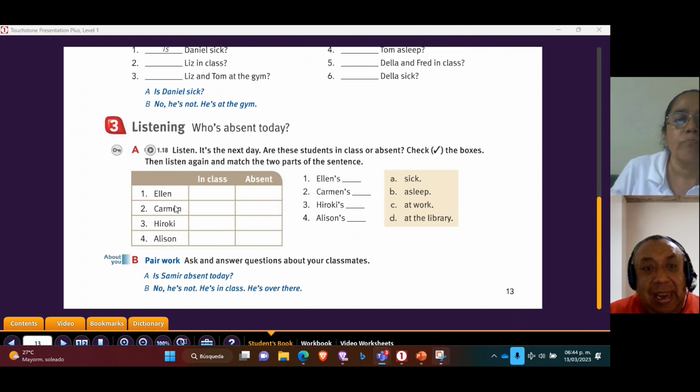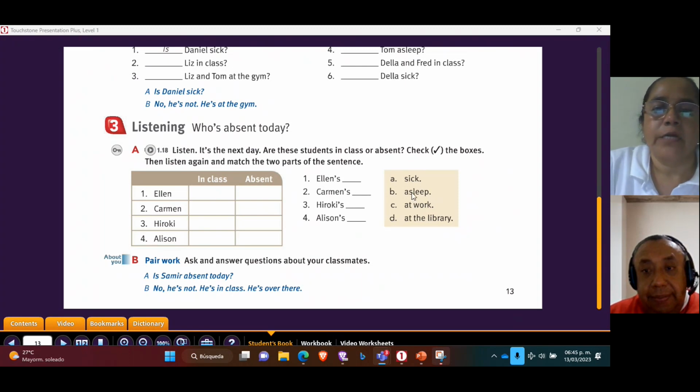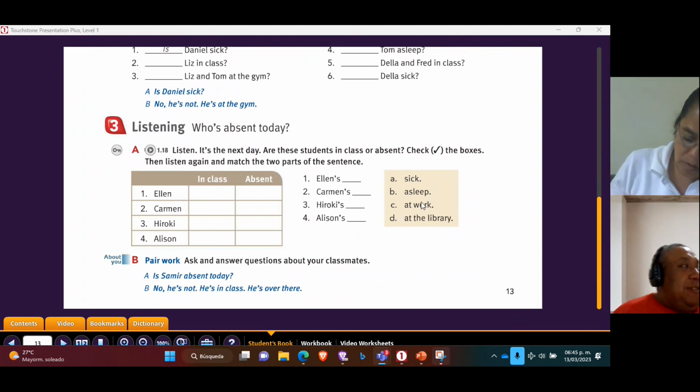Mira, tenemos los nombres. Tenemos Ellen, Carmen, Hiroki y Allison. Tenemos que marcar si están en clase, in class, o tenemos que marcar si están absent, ausente, ¿no? Ok, mira, repetimos. Sick. Asleep. At work. At the library. Bien, Mari. Copiemos estas palabritas que ya sabemos, pero las vamos a usar para el audio.